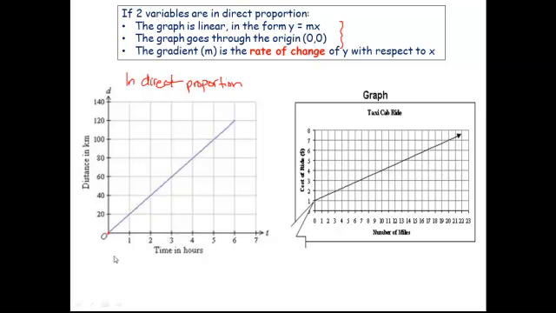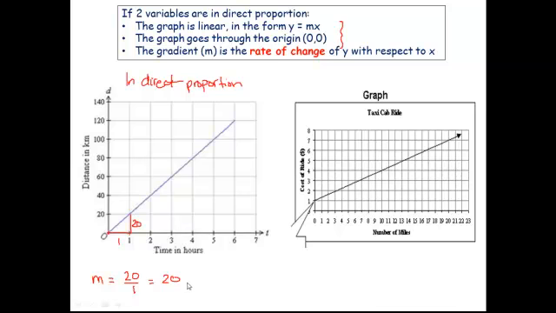Now, when I take a look at the gradient of this graph, what does it actually tell us? So this means that, let's take a look. I'll draw my little triangle. My rise is 20 and my run is 1. Okay, my rise is 20 kilometers and my run is 1 hour. So I get 20 over 1, which is just 20.